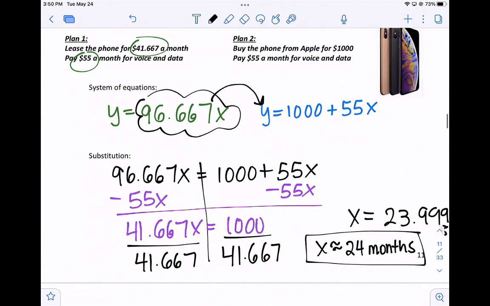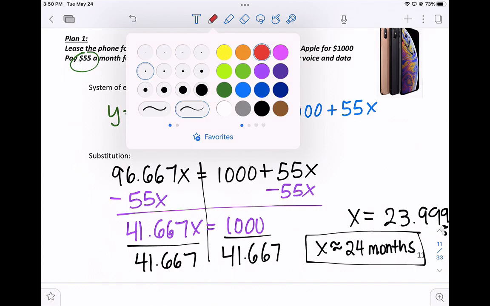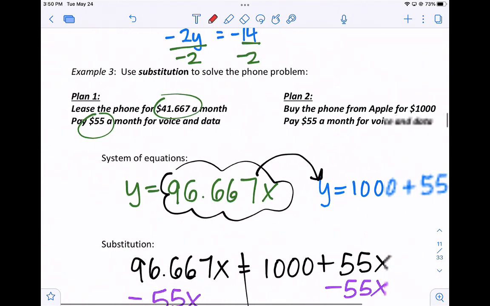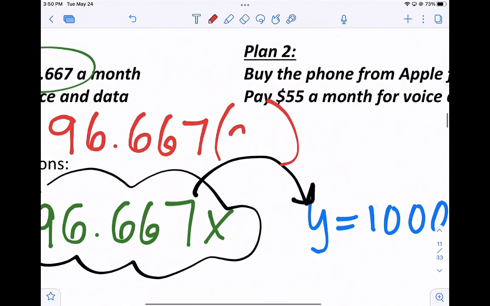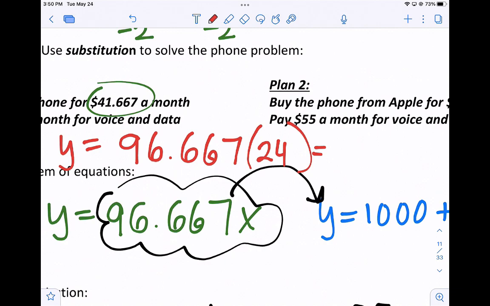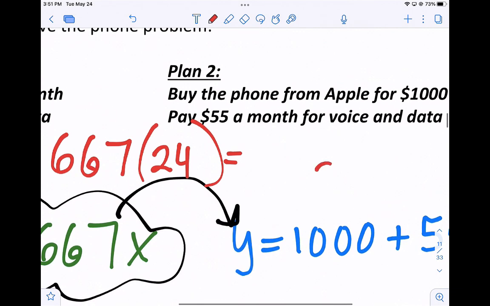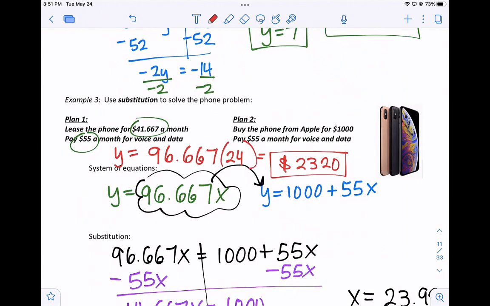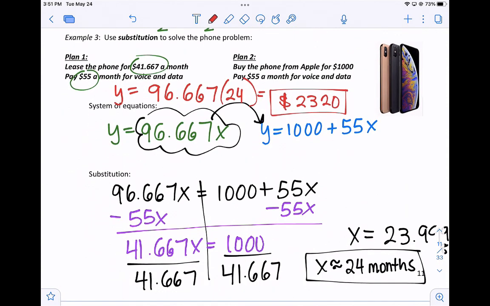All right, let's figure out how much we've paid at that time. So to figure out how much we've paid, we can plug into either equation. You can plug into this one or into this one. I'll just plug into this one. So we'd have y equals 96.667 times 23.9998. I'll just round that to 24 months. And so this will be about $2,320 that we've paid for each plan after 2 years. So substitution can help with decision making and so on.